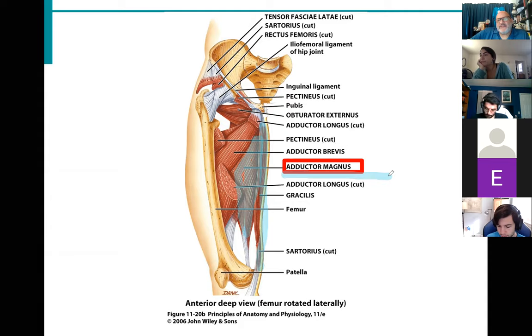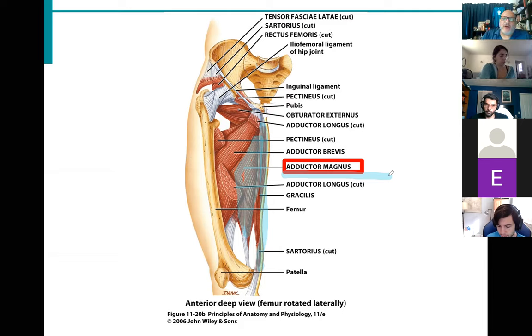And with a name like adductor magnus, guess what its primary function is? Adducting the leg. Now, for consistency's sake, does the adductor magnus do anything else? Yes. What else does it do? Rotate and flex the thigh. Okay, rotate what direction? Medial rotation, excellent. So again, this is kind of like that roundhouse kick. You're flexing, you're bringing it inward, and you're medially rotating it.